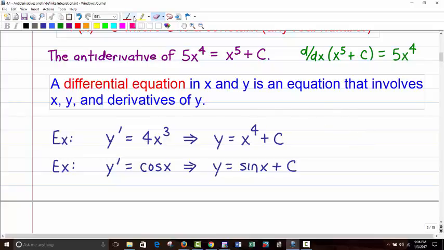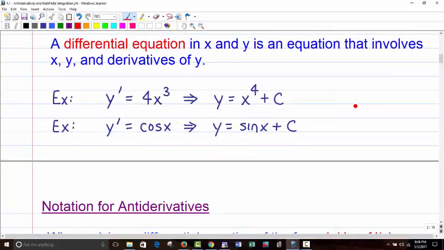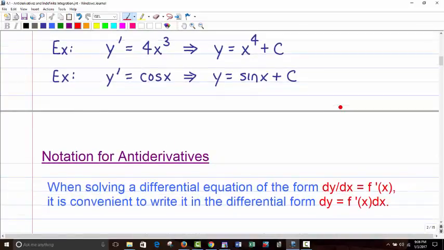So if you're trying to solve this equation, y prime equals 4x cubed, that result y would equal x to the fourth plus c, because you can see that y prime would be the derivative of y. And then if y prime equals cosine of x, we have y equals sine of x plus c. So those are solving two very elementary differential equations.